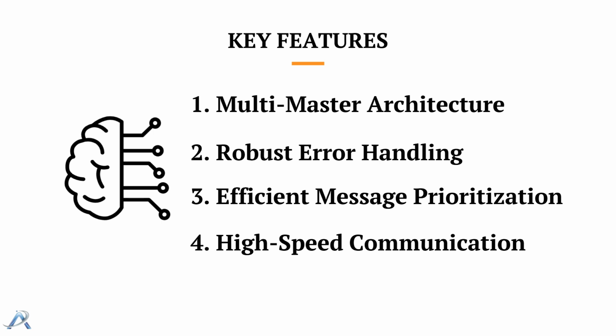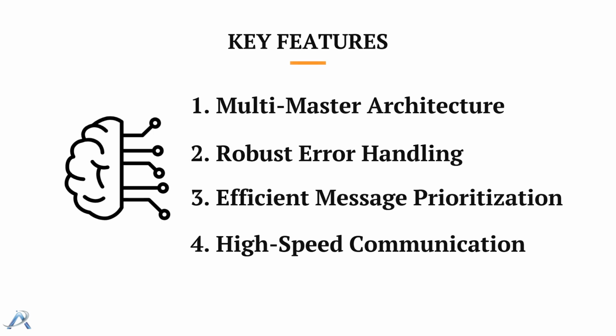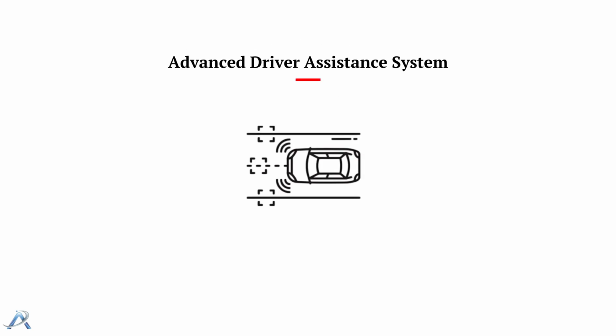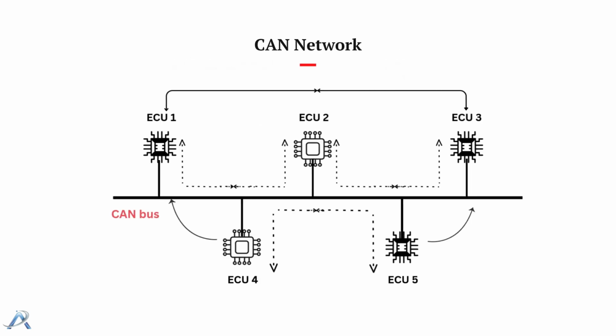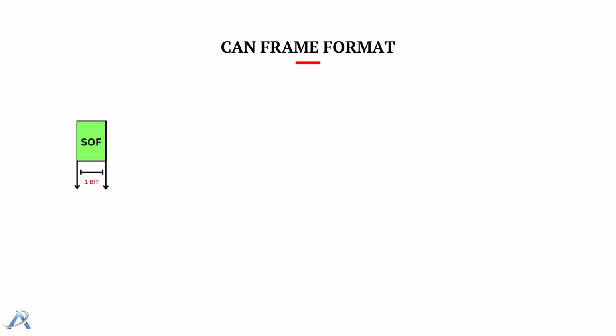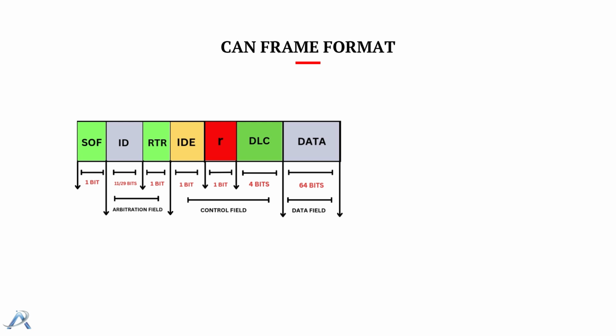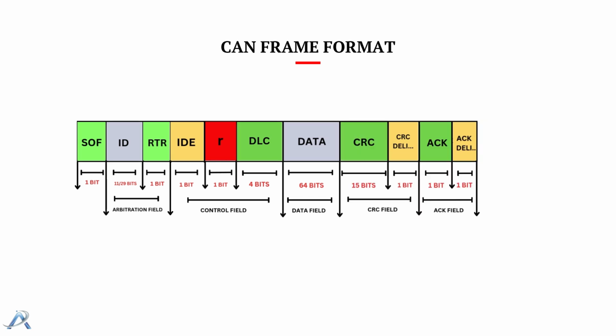These features make CAN ideal for coordinating components like anti-lock braking systems, airbags, and even advanced driver assistance systems. Now, let's break down how messages are sent in CAN. The CAN frame consists of several fields: the start of frame, arbitration field, control field, data field, CRC field, acknowledgement field, and end of frame. Each of these fields has a specific purpose in ensuring smooth and reliable communication within the CAN network.